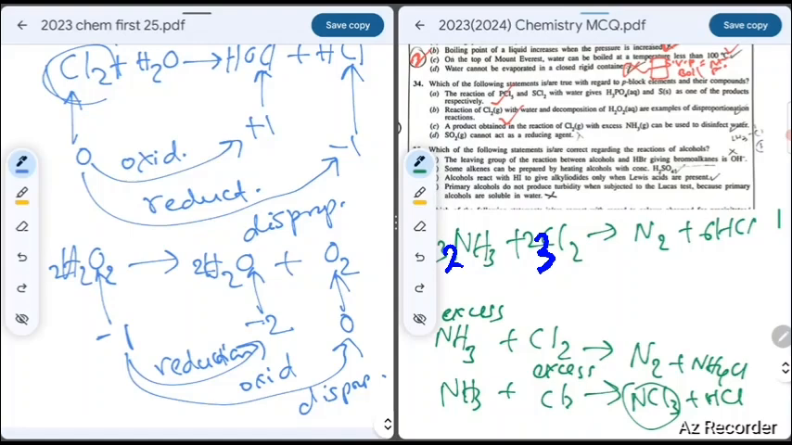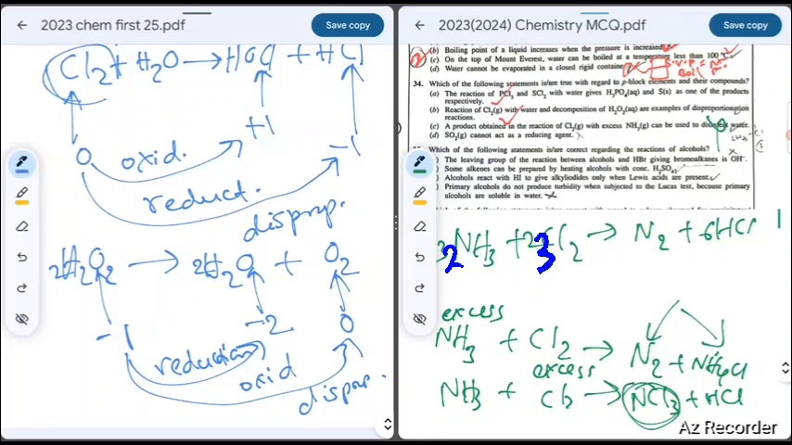Used to disinfect water. Right? So with excess ammonia you form N2 and NH4Cl. So both of these we cannot use for the disinfection of water. It does not give any products which can be used to disinfect water. So that is wrong. The one which we can use to disinfect water is this NCl3. Right? That is if we react with excess chlorine. Right? Not with excess ammonia.